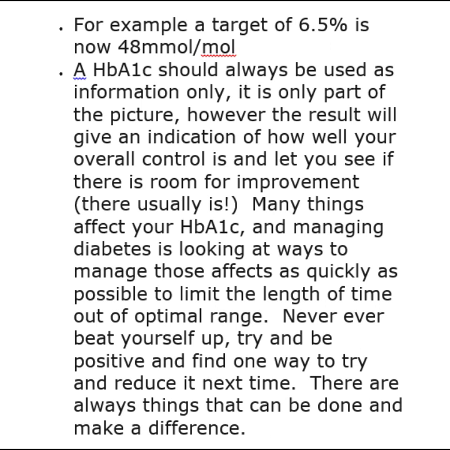A HbA1c should always be used as information only, it is only part of the picture. However, the result will give an indication of how well your overall control is and let you see if there is room for improvement. Many things affect your HbA1c. And managing diabetes is looking at ways to manage those effects as quickly as possible to limit the length of time out of optimal range. Never ever beat yourself up, try and be positive and find one way to try and reduce it next time. There are always things that can be done and make a difference.